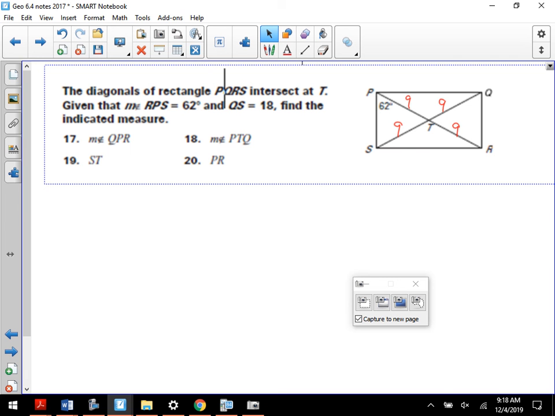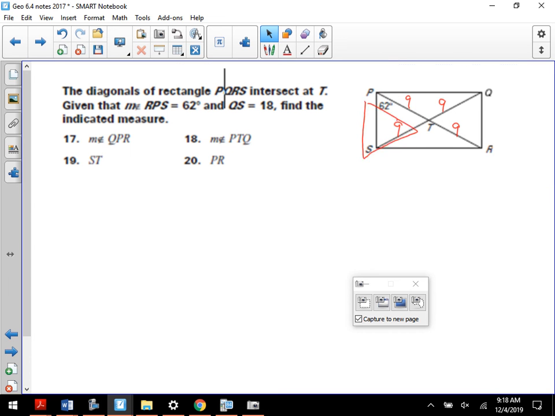So I know that all 4 of these are 9s. I also know that if I look at it, isn't this an isosceles triangle here? Yes. So if one base angle is 62, what's the other base angle? 62, good. So this has to be 62 here. Now, the other side isn't going to be 62. I know that for certain because it's a rectangle. What does that base angle S have to equal?